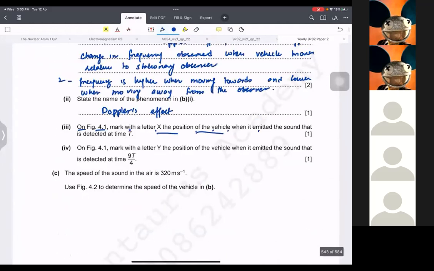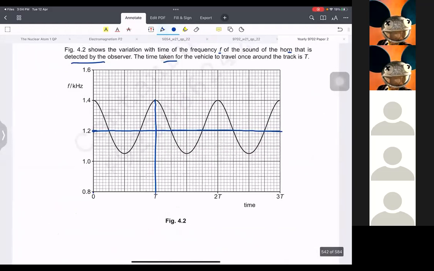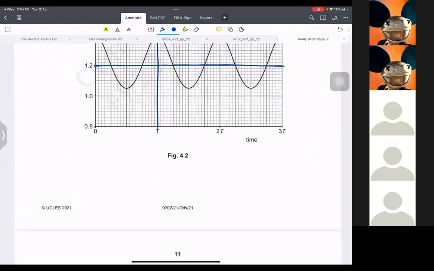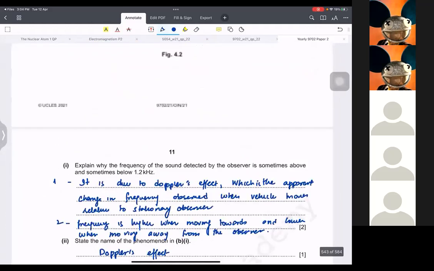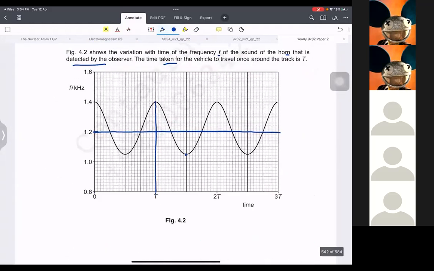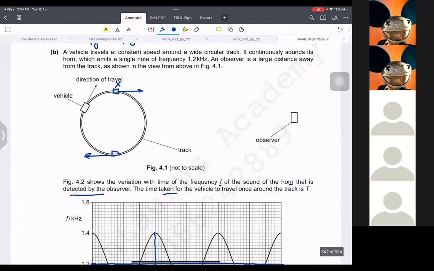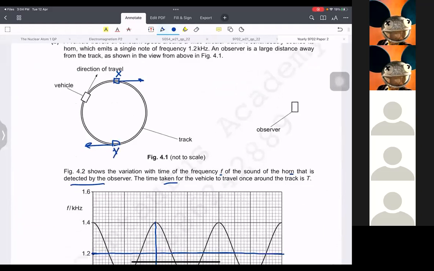X. And then it says on figure mark the letter Y position of vehicle when the sound is detected at time 9T/4. What is 9T/4? It's 2.5. Okay, 2.5. Okay, fine. It would be this.